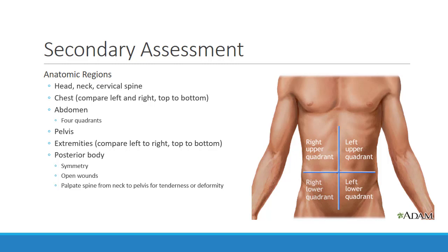And also we want to make sure that we don't forget the back of the body, the posterior part of the body. Again, we want to look for symmetry. Do things move, or right and left comparable? We want to look for any open wounds. We'll also want to palpate the spine from the neck to the pelvis for tenderness and deformities.